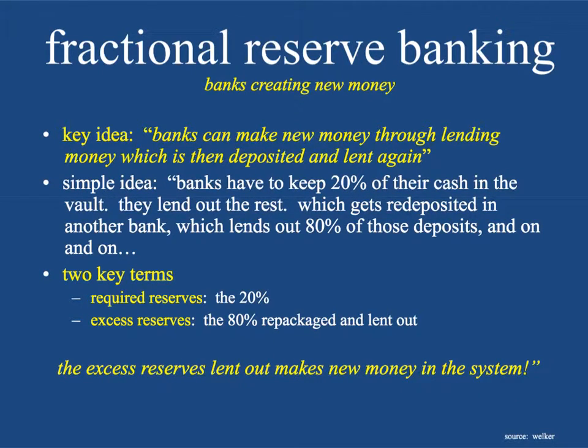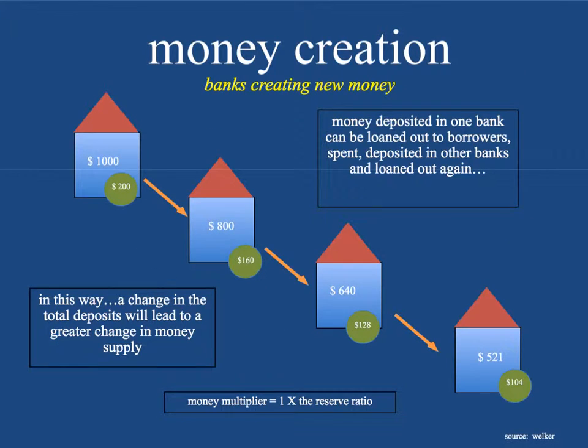Yay! All right, let's look at a picture of this and it'll make a lot of sense and then we can move on. All right, money creation. Banks creating new money. All right, we're going to take the example. We're going to say here is bank number one. $1,000 was deposited into bank number one. Bank number one is obligated to keep 20%, right?